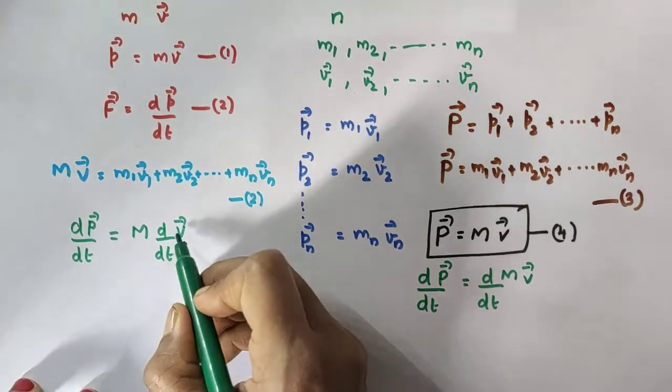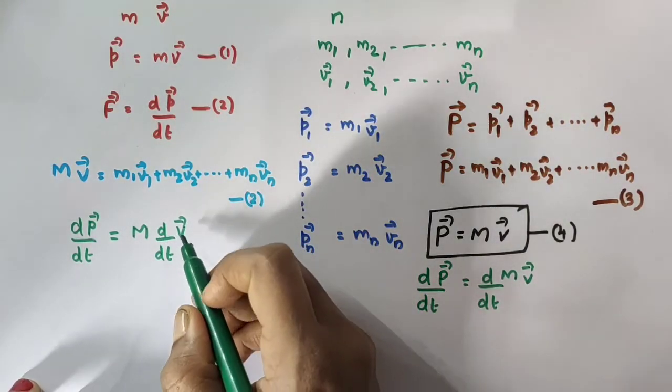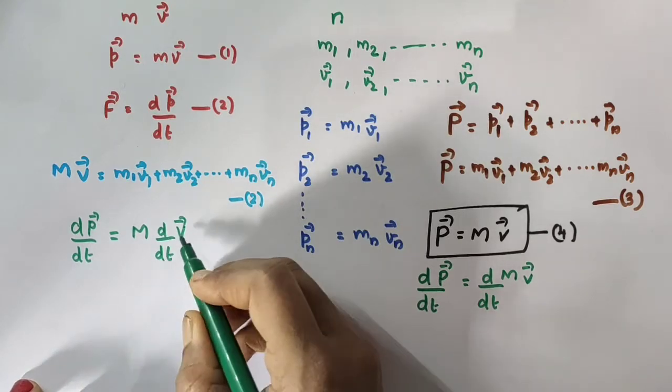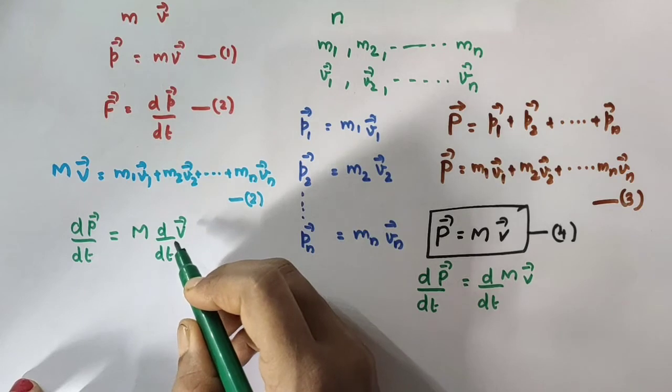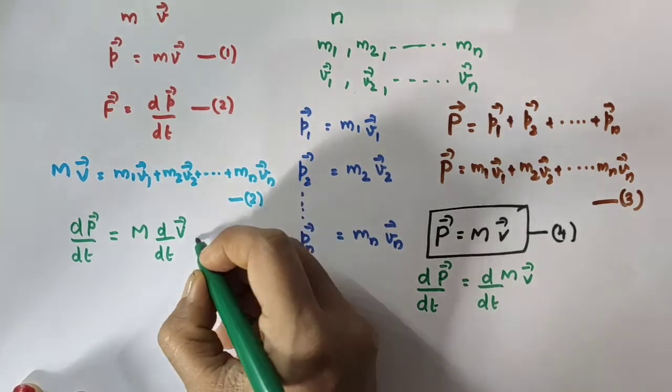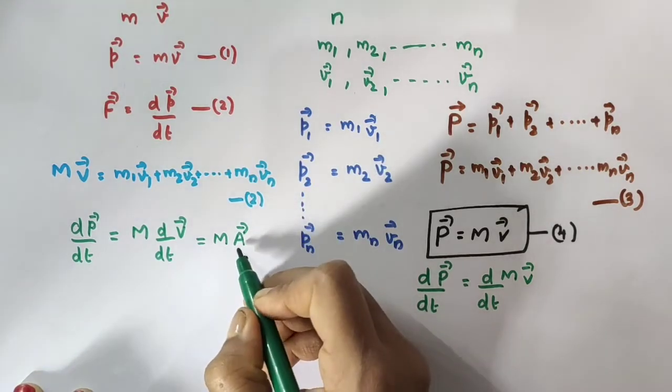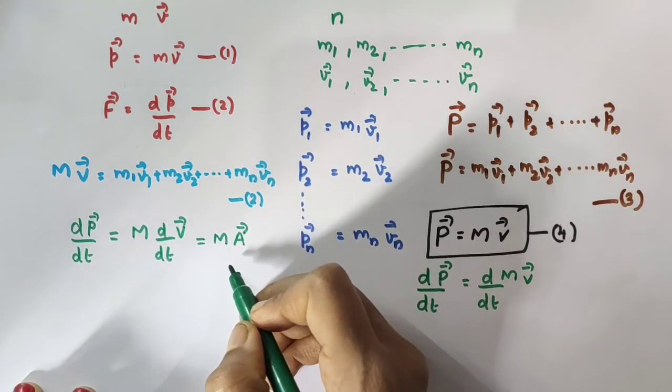This vector V is actually the velocity of the center of mass. So d by dt of vector V will be the acceleration of the center of mass. So we can write it as m into vector A, where vector A is the acceleration of the center of mass.